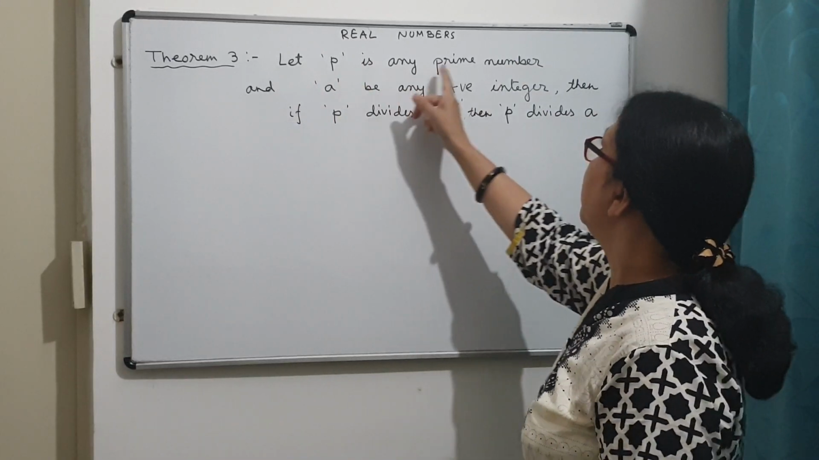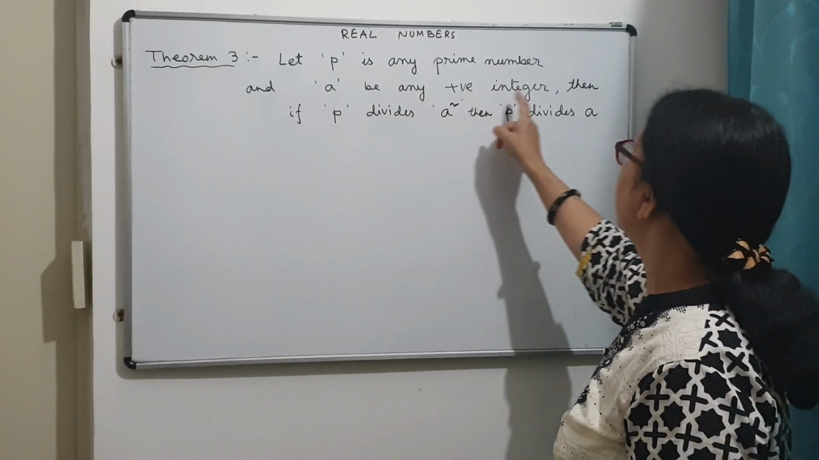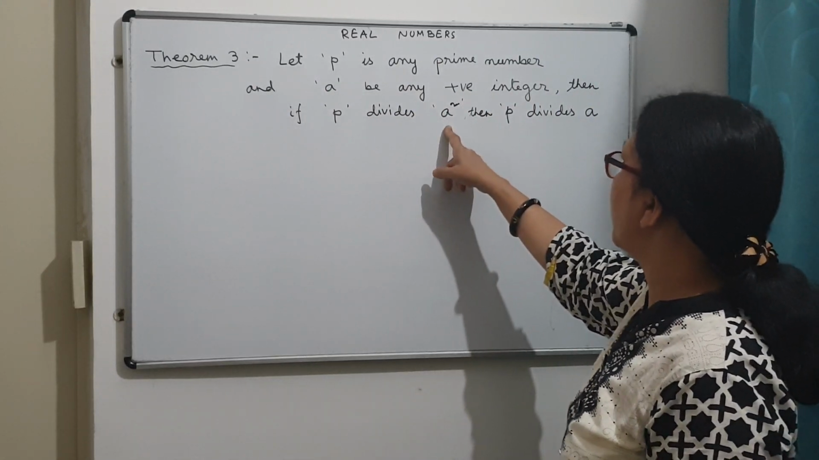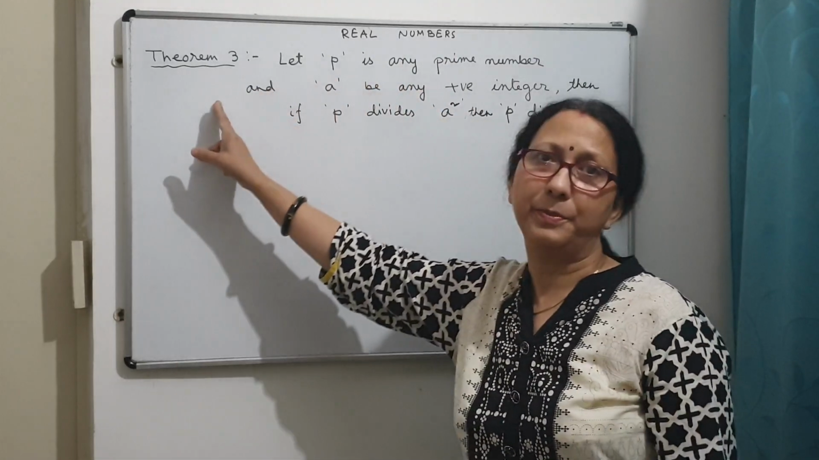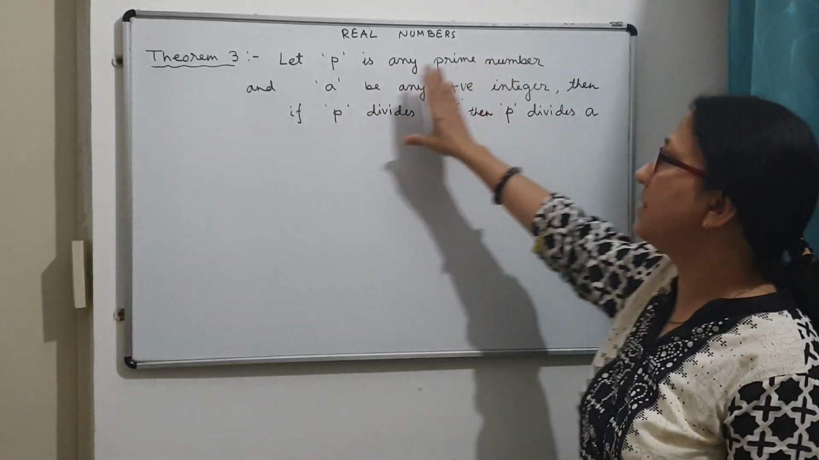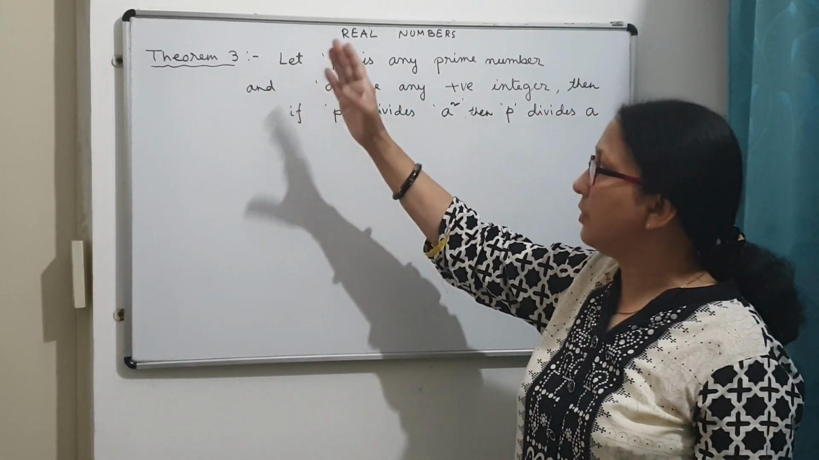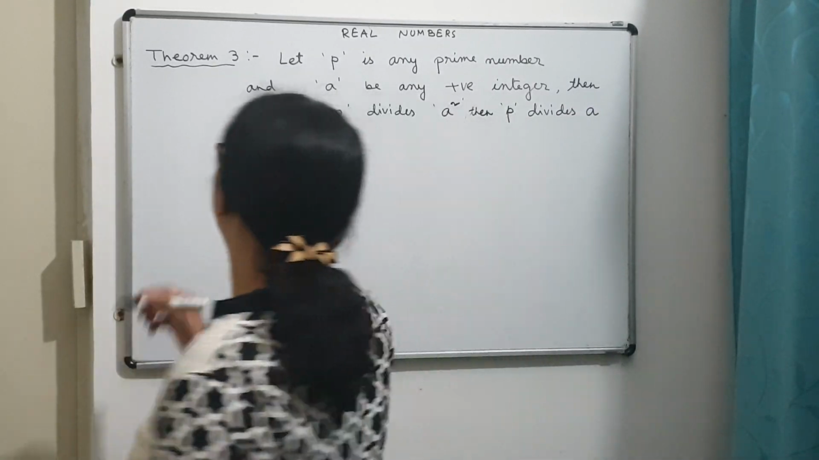If P is any prime number and A is any positive integer, then if P divides A square, P divides A. This is the statement of the theorem. The proof of this theorem will not be required now. This theorem will be used for proving the next, fourth theorem. What is the fourth theorem?